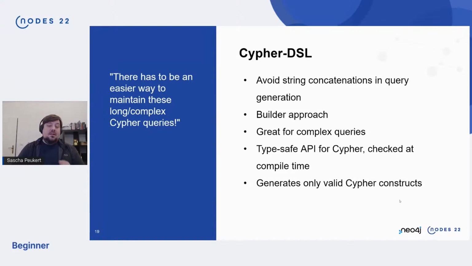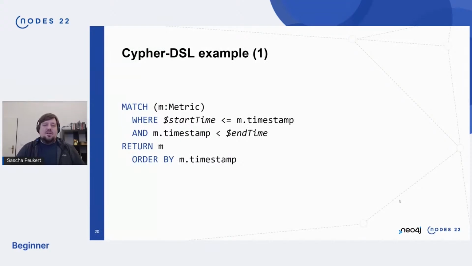So that is where the Cypher-DSL comes in, because this one uses a builder approach and is actually type safe. So my whole code gets checked at compile time to see if it actually still works, and it only generates valid Cypher constructs. That means that if the syntax changes and I just update the dependency, it will just do the new kind of query. I don't need to go in to change the strings. It's neat, right? So I have an example.